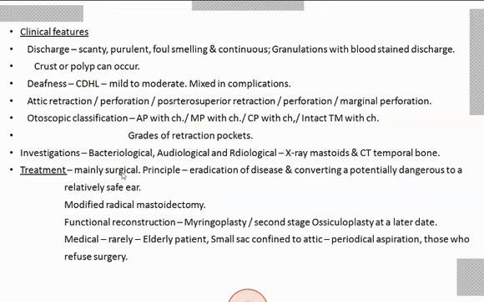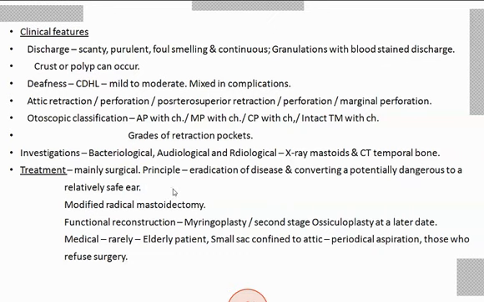Coming to the investigations, again we have to do as in the case of the previous disease. There is ear discharge, there is ear swab culture. Audiological investigation means pure tone audiometry. Radiological investigation: the X-ray investigates the extent of the disease, and typically we have to take a CT.